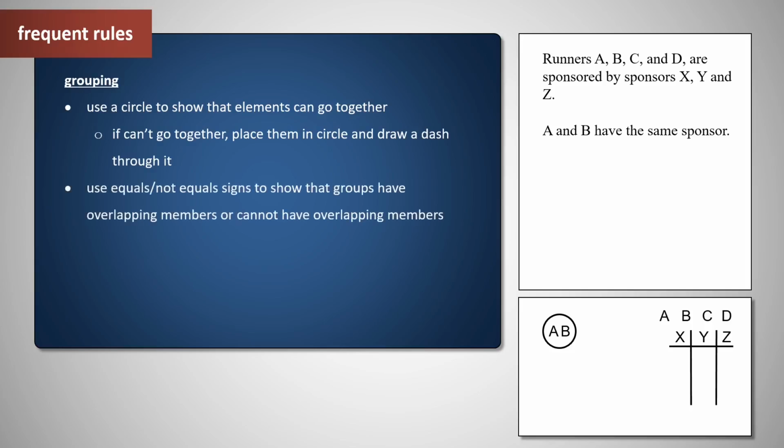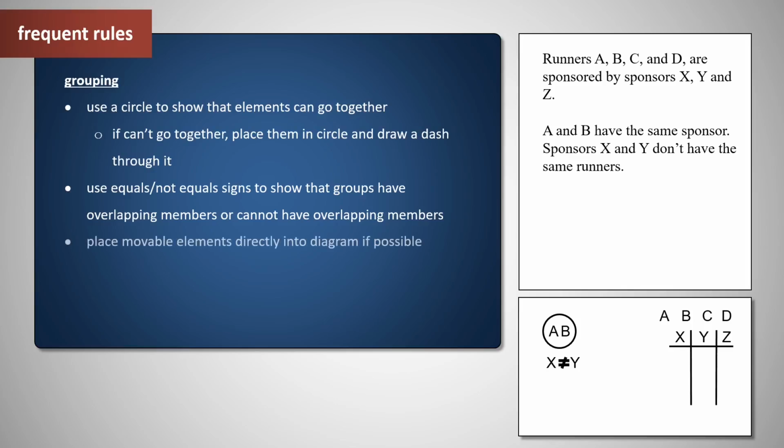You can also use equals or not equal signs to show that groups have overlapping members or cannot have overlapping members. So for example, if we had a rule that says that sponsors X and Y don't have the same runners, meaning whoever's in X cannot be in Y, and vice versa, then you can just draw X is not equal to Y. Generally speaking, I recommend using the equals or not equal sign when you have these kinds of relationships between structural elements, that they can or cannot have the same movable elements.